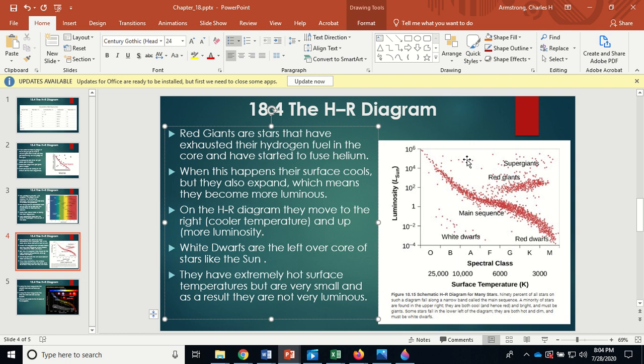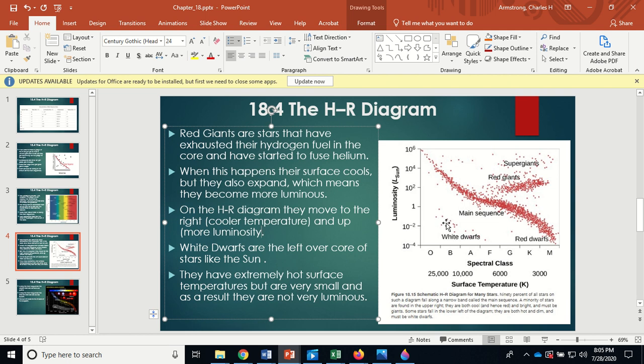the core no longer is able to produce any energy. We've got a carbon core, and the sun can't go beyond carbon because it doesn't have enough mass to produce the other types of nuclear reactions. And the outer layers just kind of blow off into space, leaving behind the core. So these are leftover cores from stars.